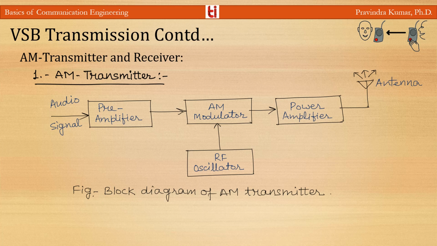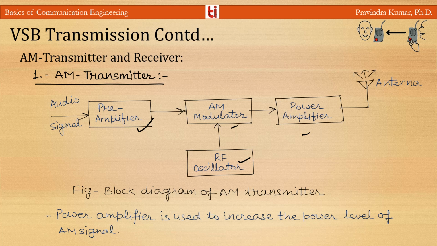The block diagram of the AM transmitter is in the figure. Here the audio signal from the output of the microphone is sent to the preamplifier, which boosts the level of the modulating signal, and the RF oscillator generates the carrier signal and sends it to the AM modulator. The power amplifier is used to increase the power level of the AM signal. This signal is finally passed through the antenna to be transmitted.